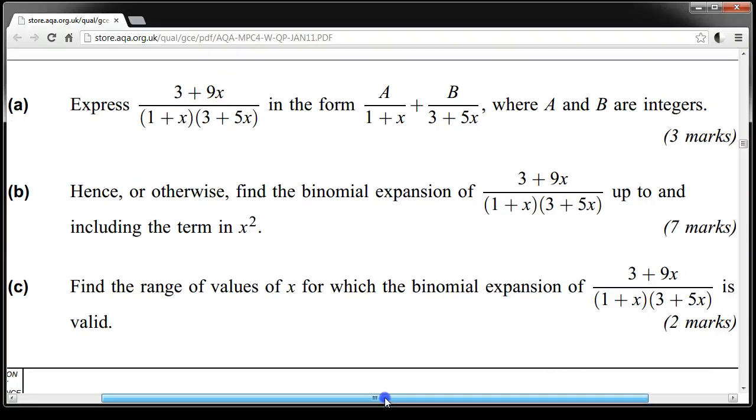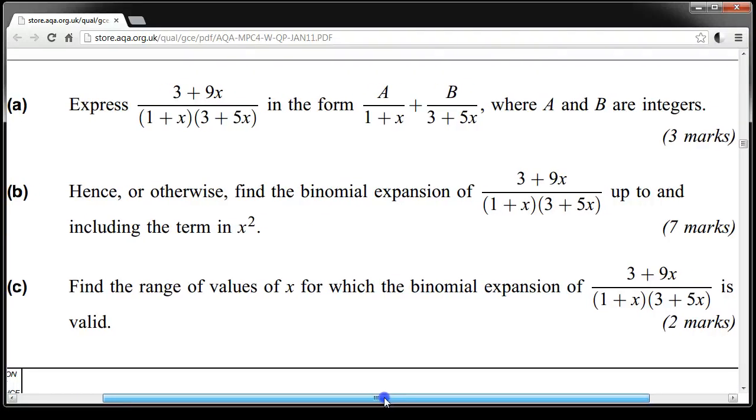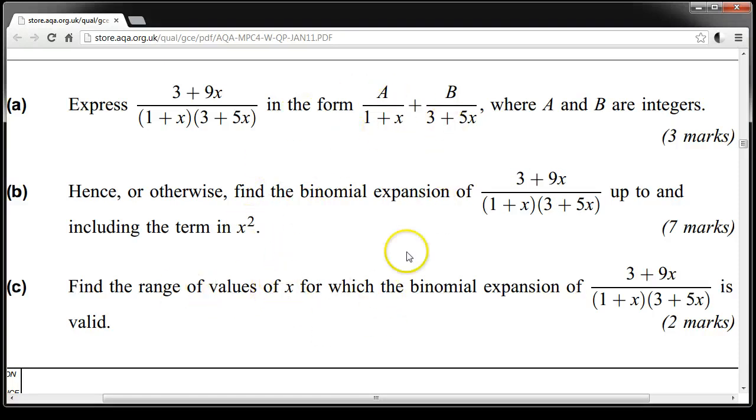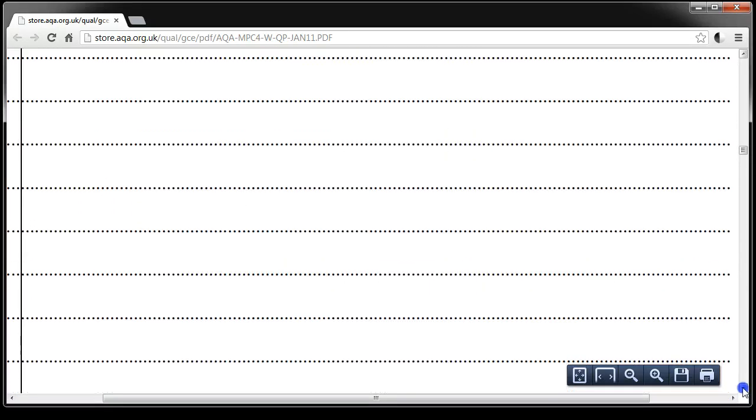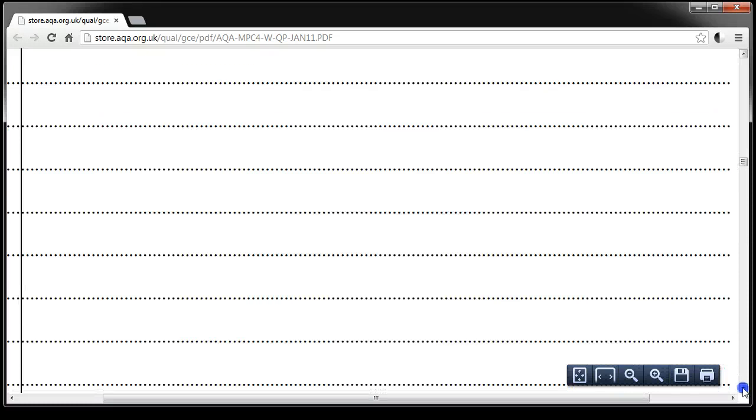Question 3 now. Let's have a look at this. Partial fractions, easy. Then when you've got that, you can use the binomial theorem to expand it up to x squared, fairly standard, and the range of values where this is valid. It looks more worse than it is. It's a nice easy question to do. So that's a good one. That's question 3 done then.